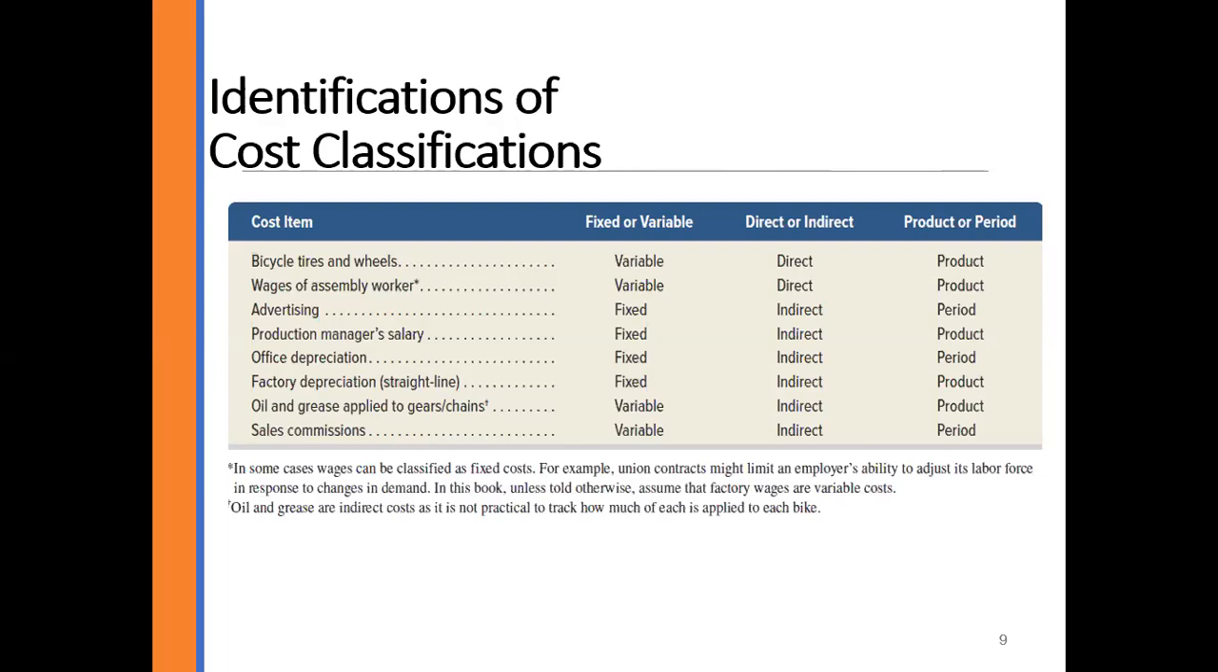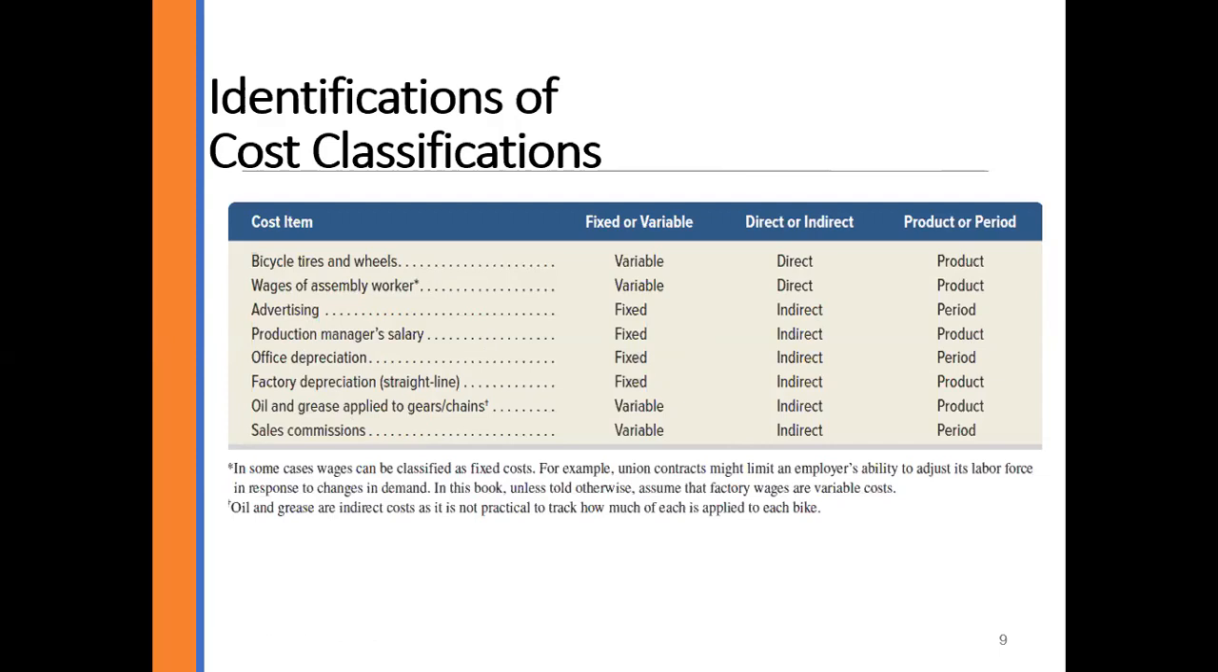We can see production manager salary. Again, production manager is an indirect cost. The production manager is not on the assembly line turning raw materials into a finished good. So, while it's considered a fixed cost, it is considered to be indirect of the production process, but it is a product cost. Again, I'm not going to go through every line here. We're going to do an exercise where we get practice differentiating between these different types of costs.